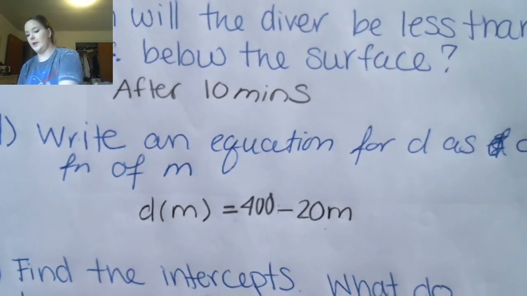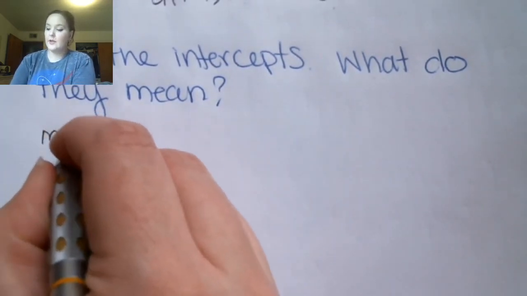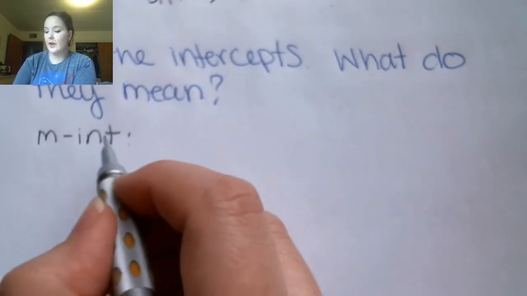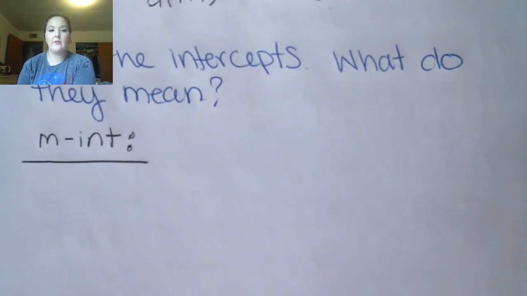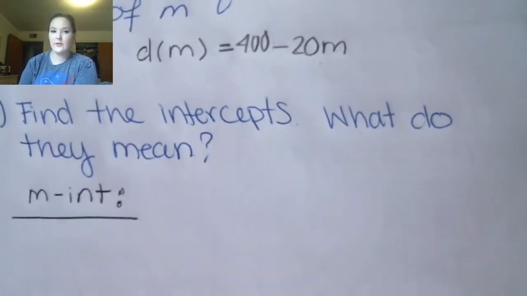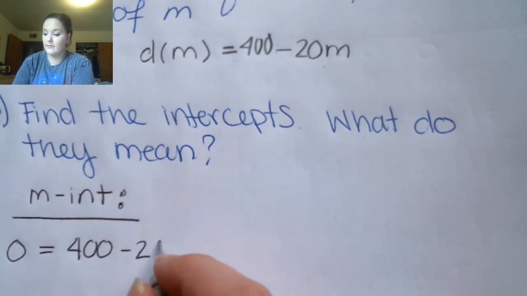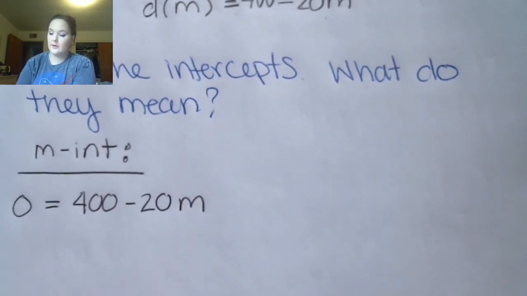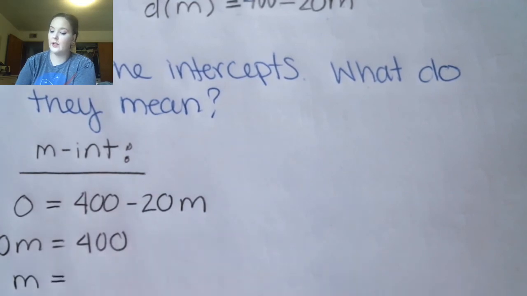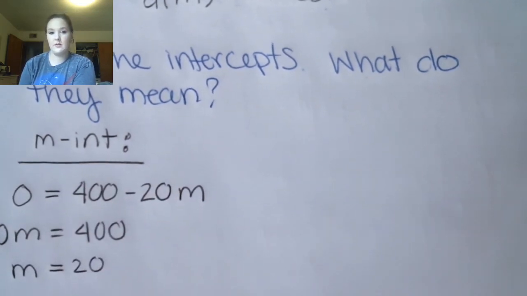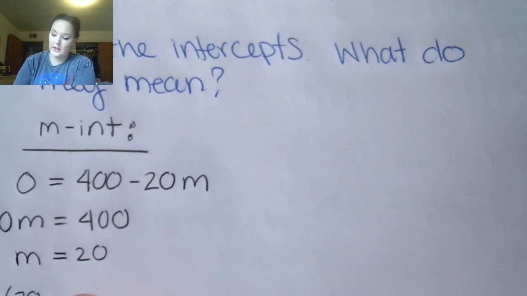All right. So we're going to find the intercepts, and then we're going to say what they mean. The first thing I'm going to do: there's no x here, but m is the x-type variable, so this is going to be the m-intercept. Remember, when you have the x-intercept, you're letting y equal 0. So from my equation here, here's my y component. I'm going to let that equal 0. Just add 20m to both sides, and then divide both sides by 20. So this would give me my point 20, 0.